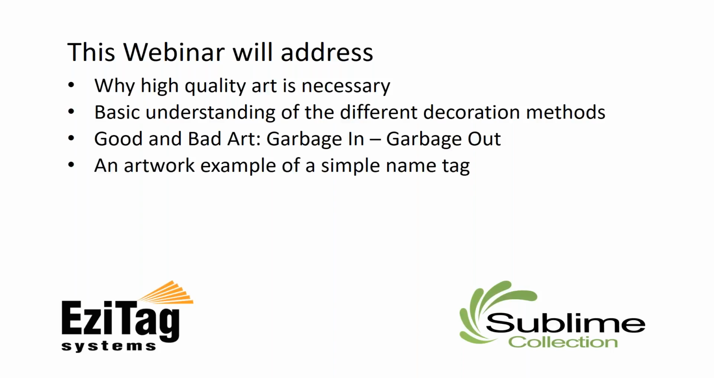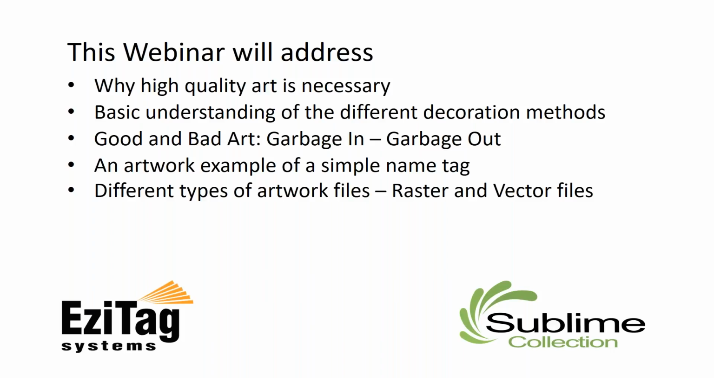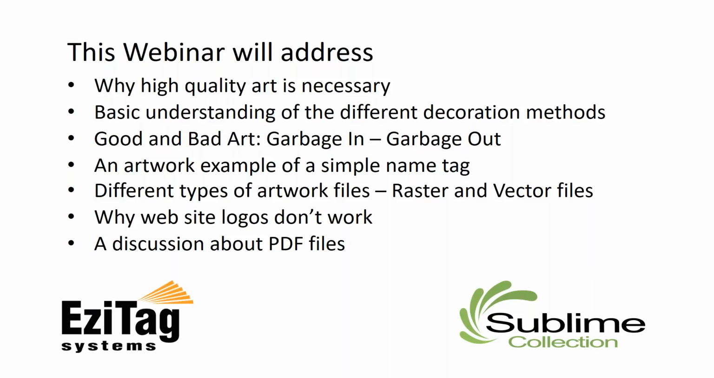To clarify that garbage in, garbage out, we'll look at an example of a simple name tag with artwork on it. From there, we're going to move on to the two different types of artwork files, raster and vector. All artwork can only be one of two file types, raster and vector, and we'll explain what that means during this webinar. Then finally, we're going to look at why website logos just don't work for artwork before moving on to a discussion about PDF files.